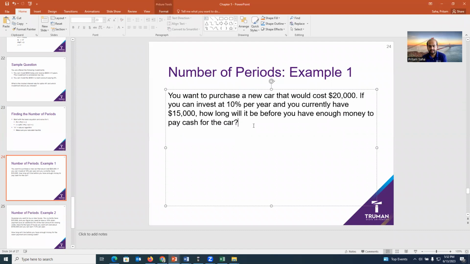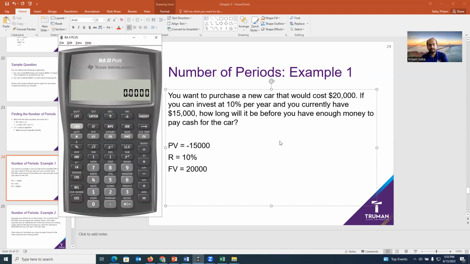So basically it is asking you, right now you have $15,000 which you can invest. The rate of return is 10%. Future value you need 20,000. And how long you need to reach that period, okay? So we need to find out N.